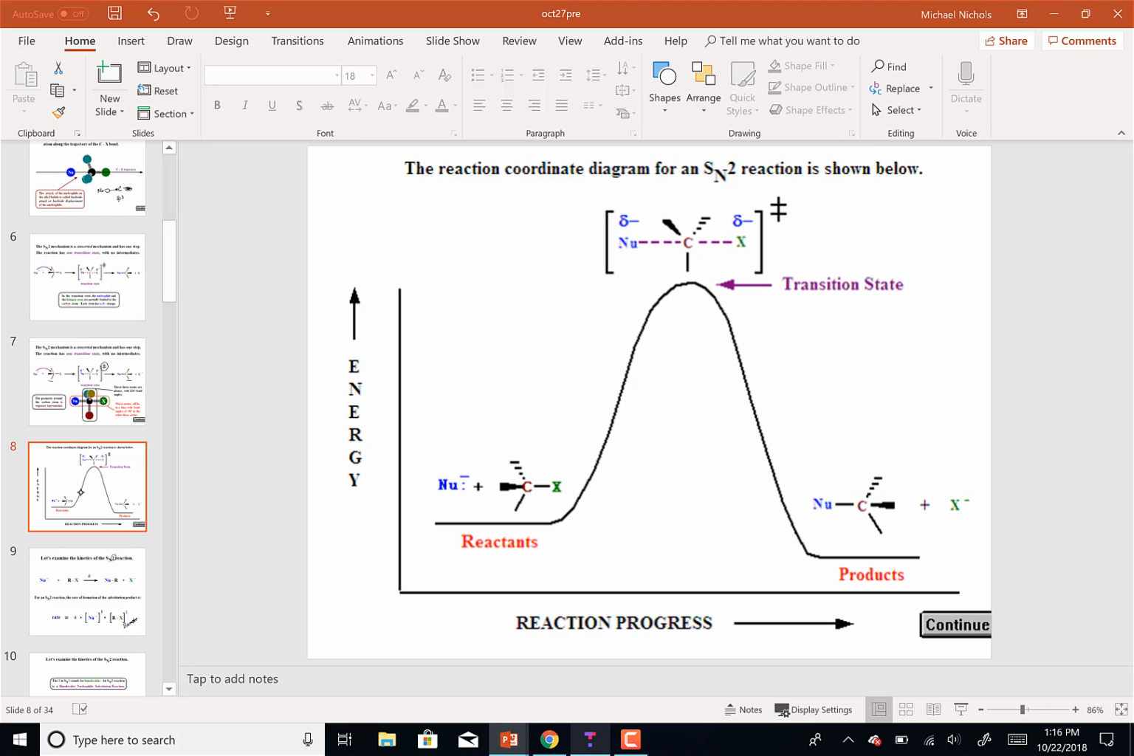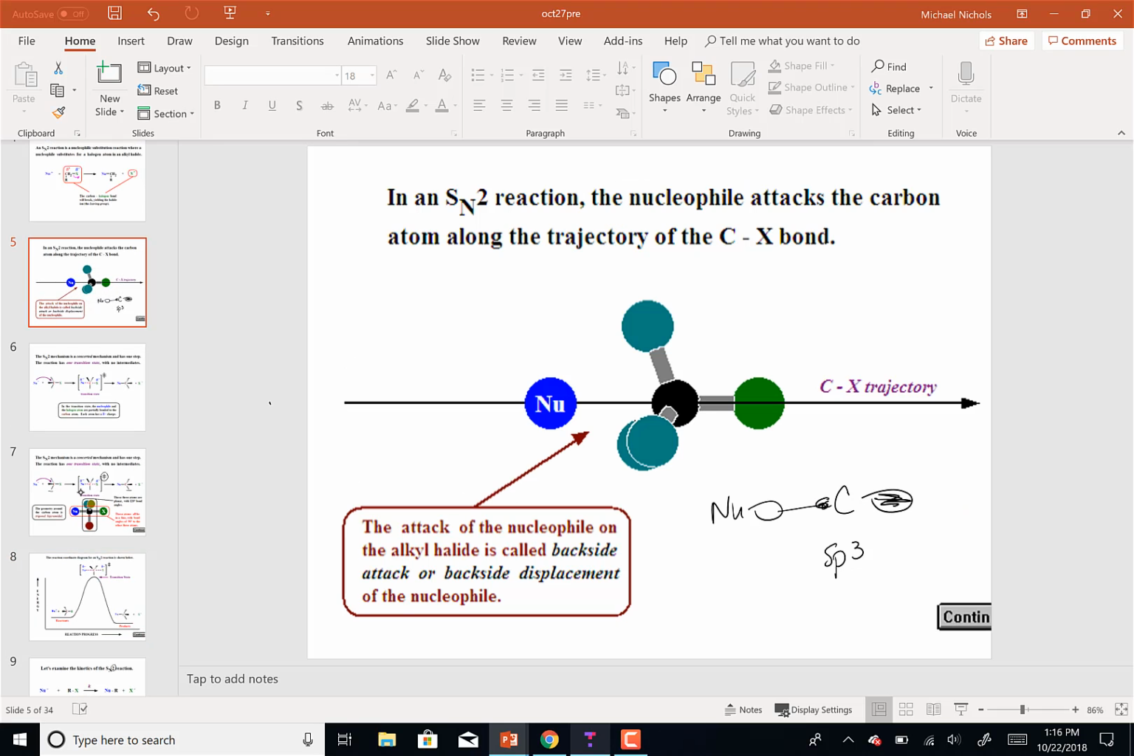So the way the mechanism works is the nucleophile comes in and it attacks the carbon down the same trajectory as the carbon-halogen or carbon-leaving group bond. So that nucleophile is coming in at that exact line, in that exact pathway. So this is sometimes called backside displacement or backside attack.